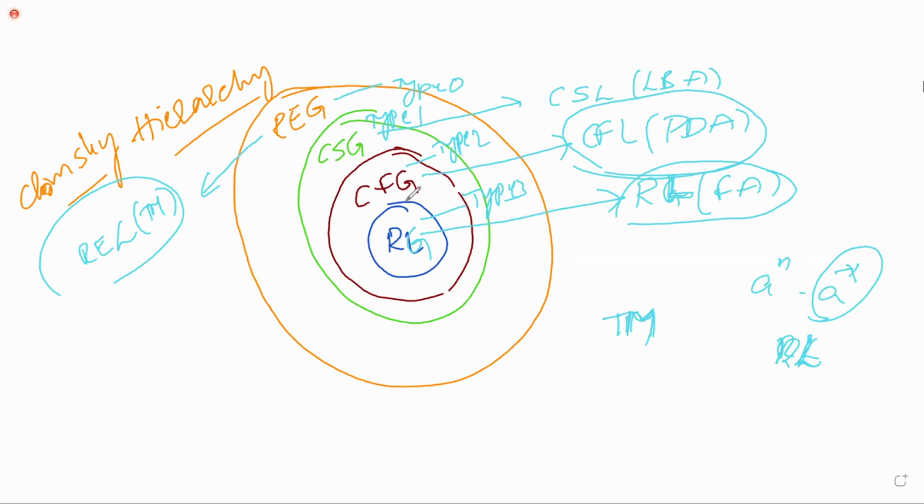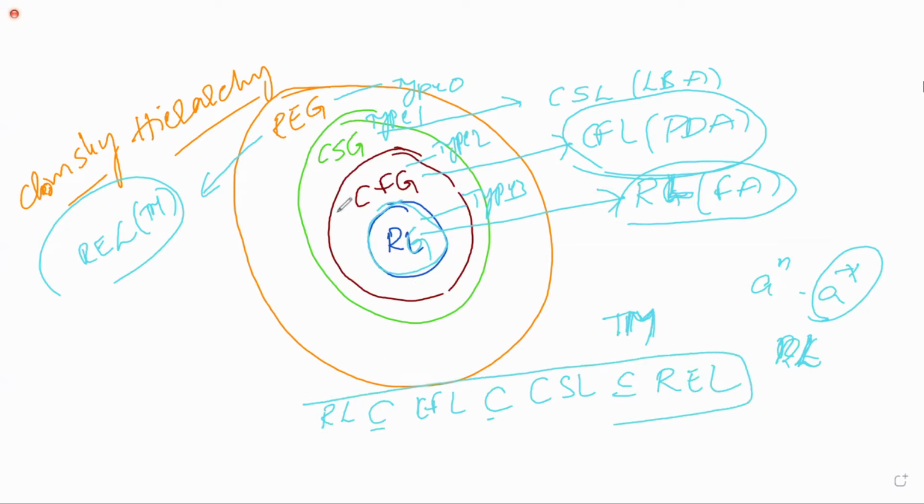The language which is accepted by the finite automata is accepted by all the remaining machines like PDA or LBA or Turing machine. So can I write like this? Regular language subset CFL subset, or maybe it may be equal, CSL subset or equals to recursive enumerable language. Can I write like this?